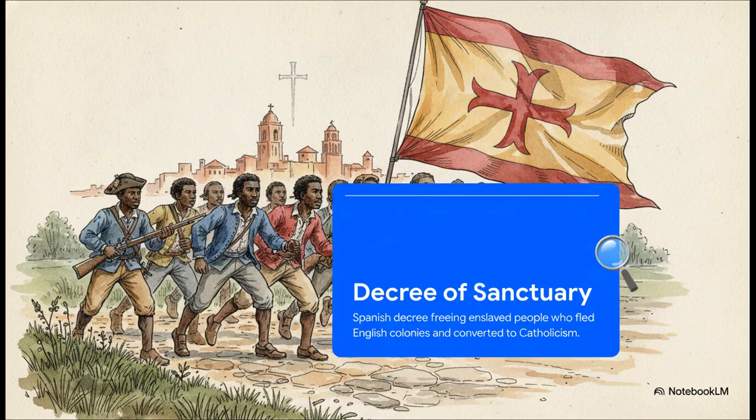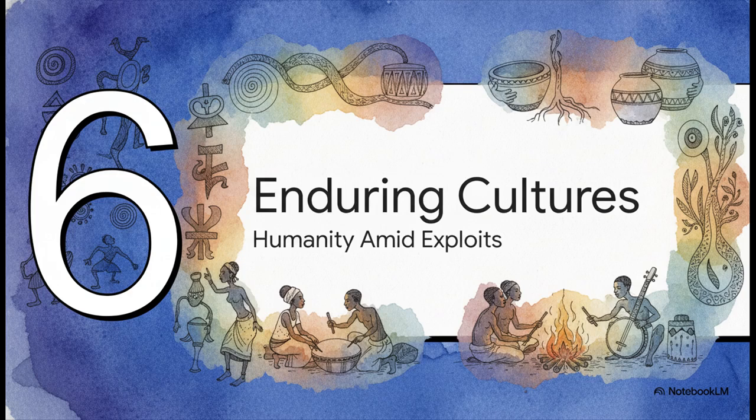But it's really important to realize these racial concepts weren't universal everywhere at the time. Look at the Spanish in neighboring Florida. In 1693, they issued the Decree of Sanctuary. They literally granted freedom to enslaved people fleeing the English colonies, provided they converted to Catholicism and swore loyalty to Spain. It highlights an entirely different colonial framework and really shows just how constructed and artificial those English legal definitions of race truly were.